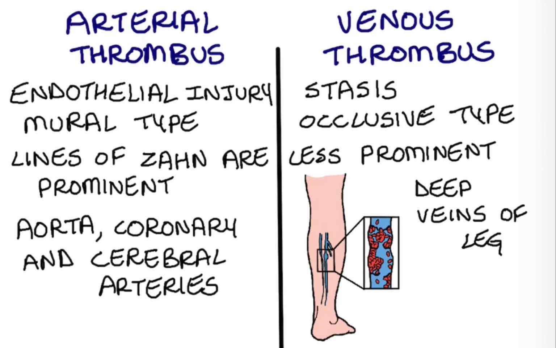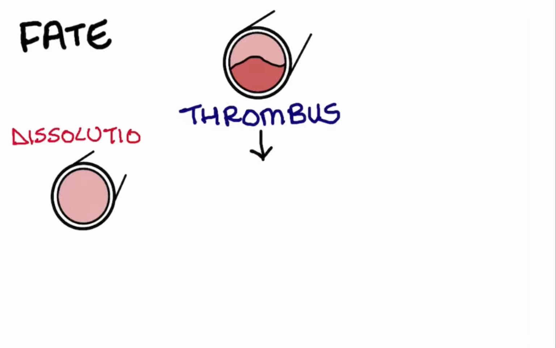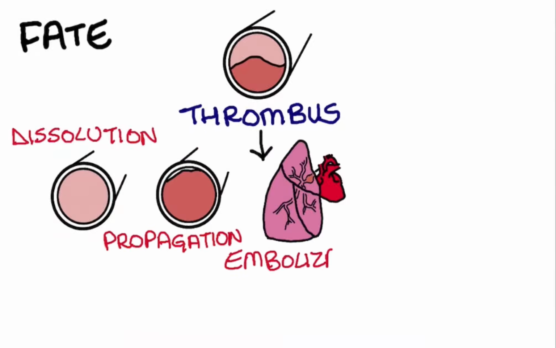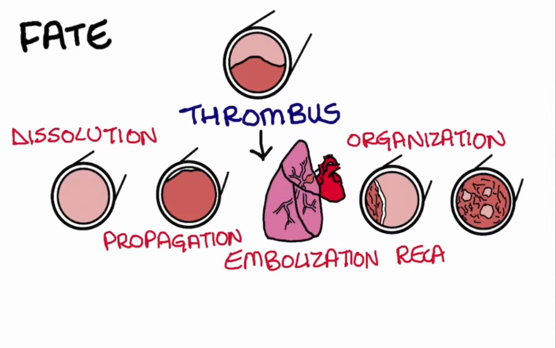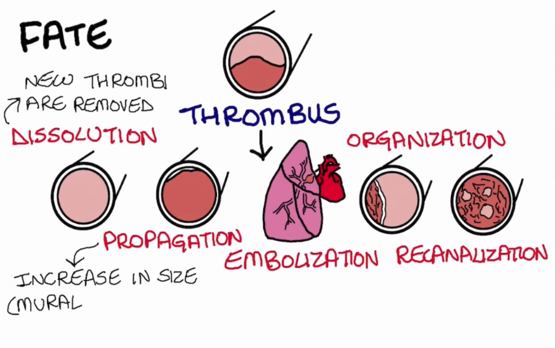At last, we move to the fate of the thrombus. After its formation, the thrombus can have the following 5 possibilities. These are dissolution, propagation, embolization, organization, and recanalization. Due to activation of fibrinolysis, new thrombi may be removed. This is dissolution. In propagation, the thrombus grows and increases in size. For example, if the thrombus was initially mural type, it can become occlusive type.